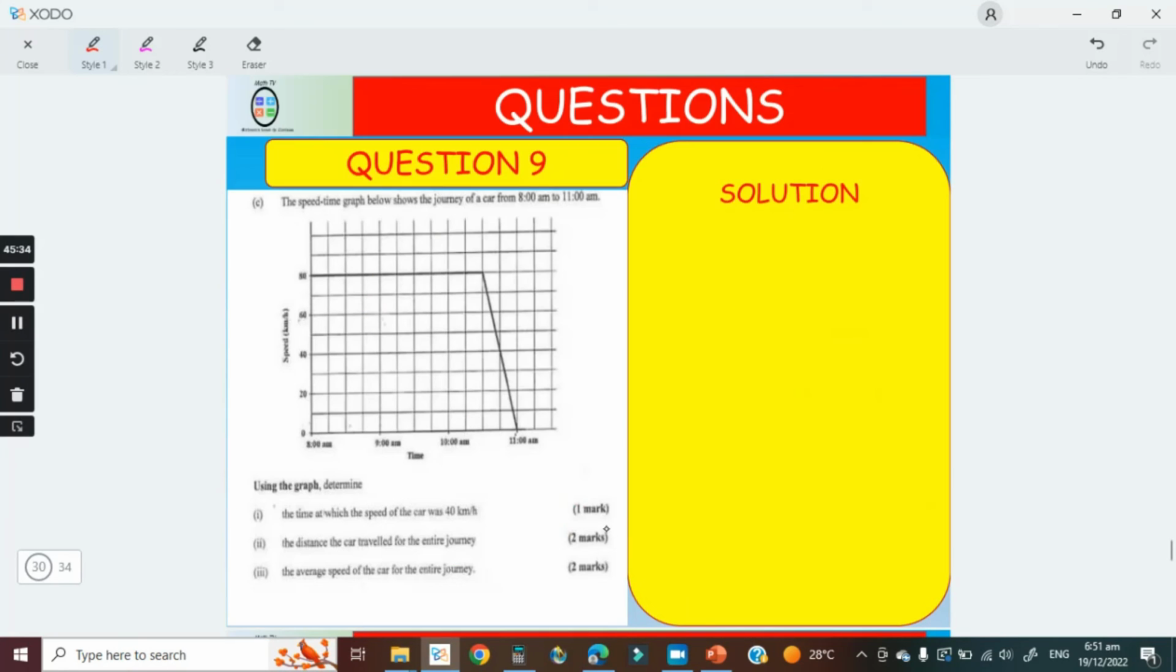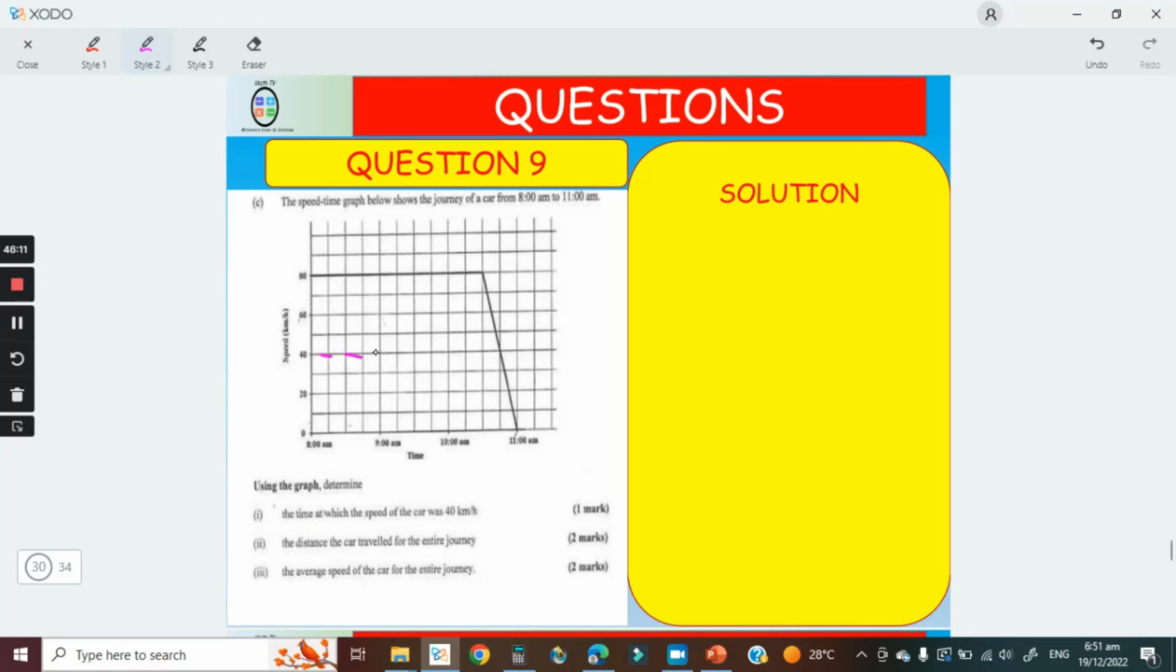Let's do another question. This question gives us the speed-time graph below, which shows the journey of a car from 8 a.m. to 11 a.m. You need to use the graph to answer the following questions. I want you to pause the video and attempt the question. In doing this question, the first thing they want is the time at which the speed of the car was 40 kilometers per hour.